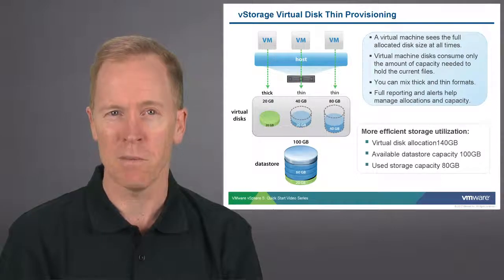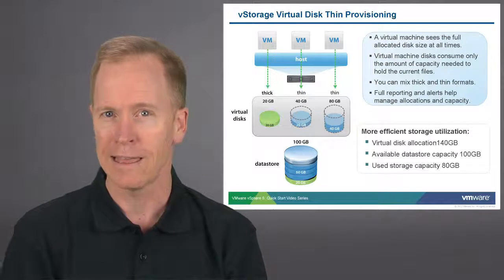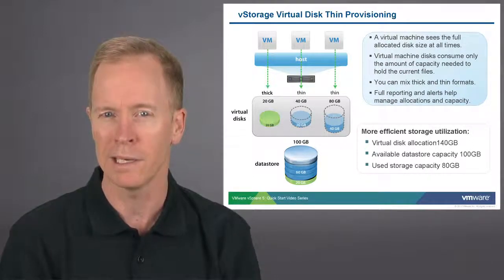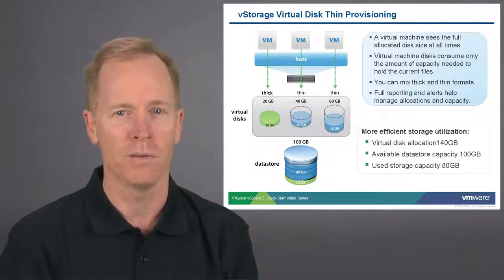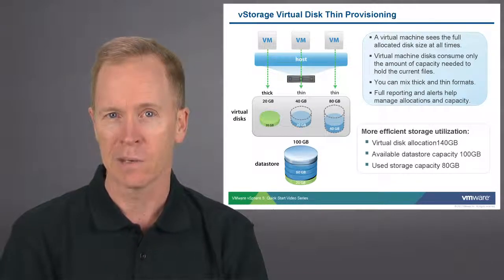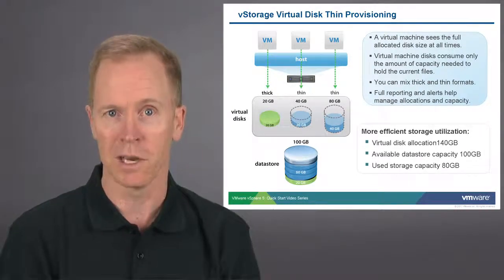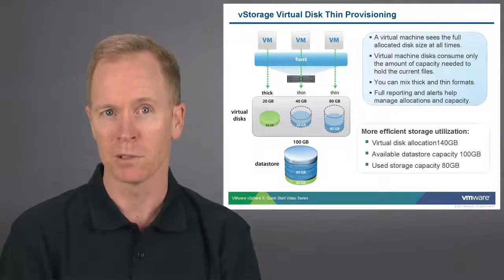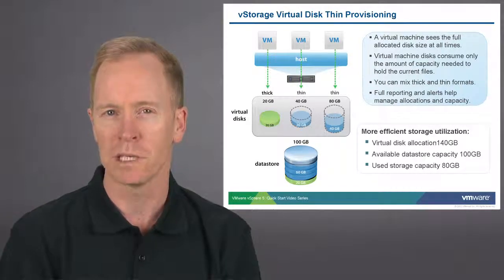Continuing with this particular example, you'll notice that we have a 20 gigabyte thick disk, a 40 gigabyte thin disk, and another 80 gigabyte thin disk for a total of 140 gigabytes. Now, though it may seem impossible, we can actually store all three of those virtual disks in the data store illustrated on the bottom of the slide. That data store only has a 100 gigabyte LUN, in which there's a 100 gigabyte VMFS. And you would think perhaps that 140 gigabytes of virtual disks wouldn't fit in that 100 gigabyte LUN. But in fact, with thin provisioned virtual disks, we can.